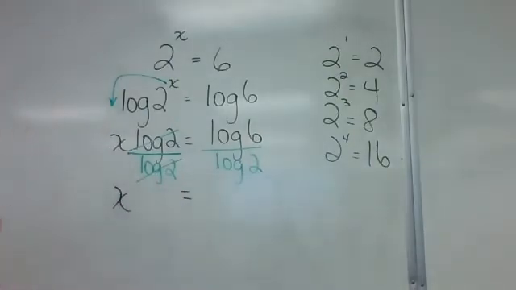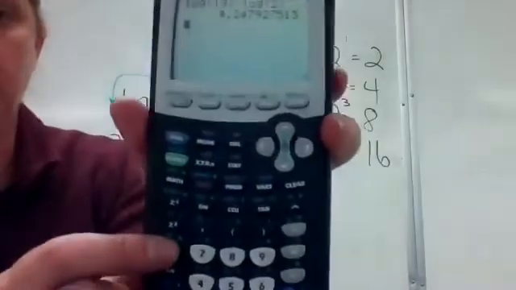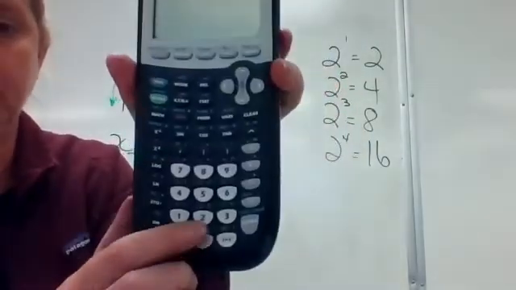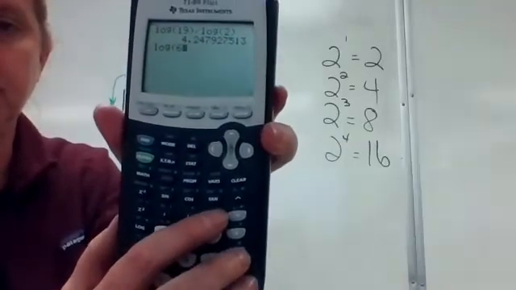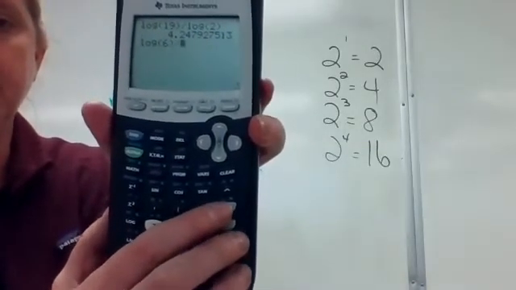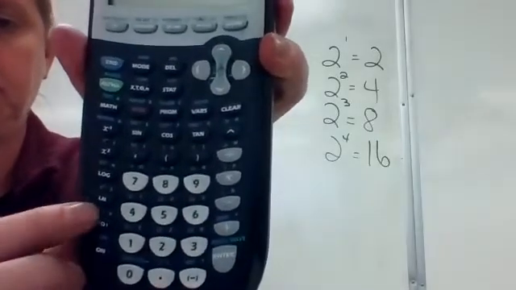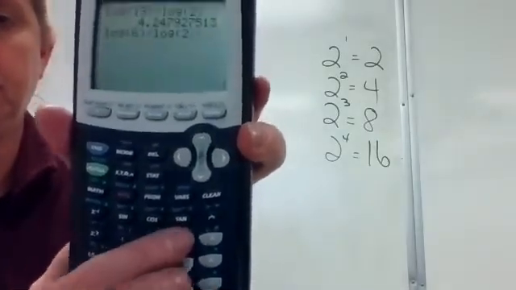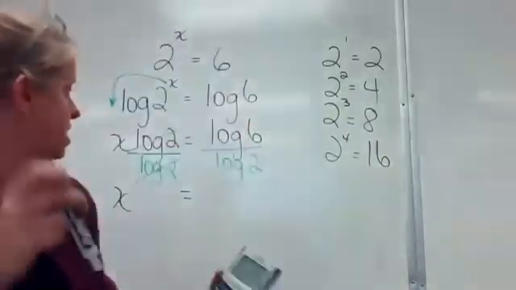So let's see, I've got log 6 divided by log 2, which I'll do in my calculator just like the last one. So log 6, close it, divided by log 2. And close it. There's your answer. Round it to 4 decimal places.